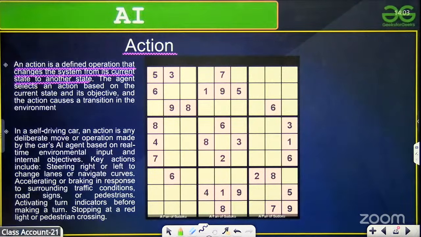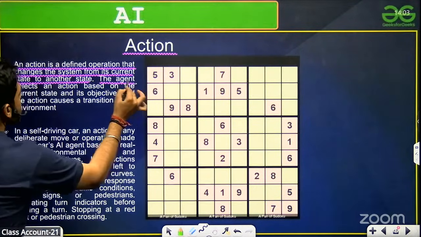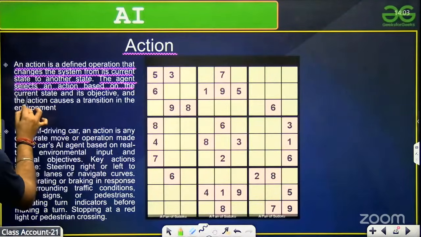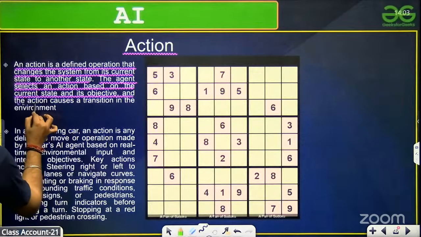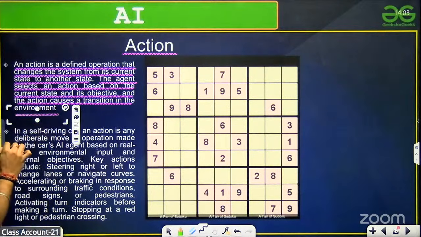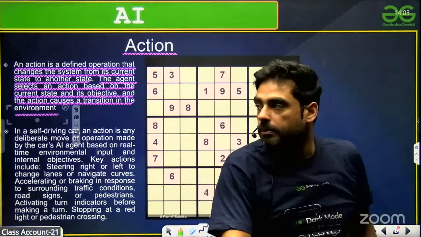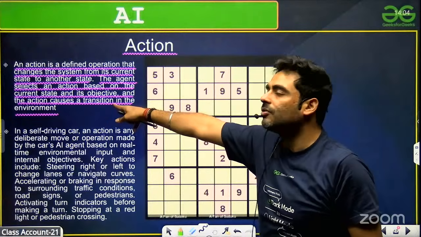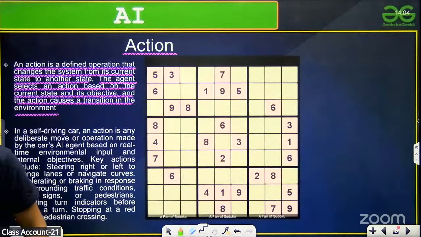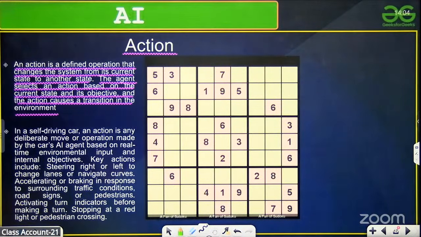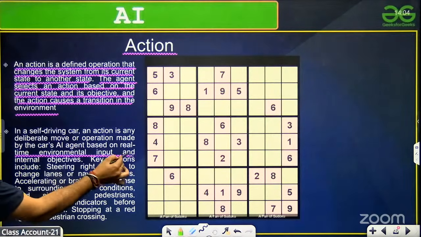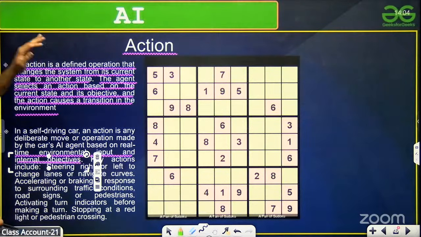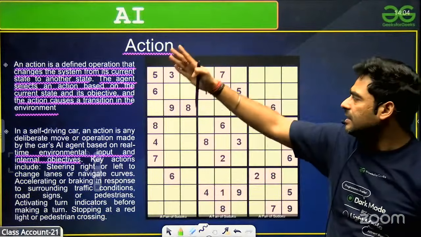The agent selects an action based on the current state and its objective, and the action causes a transition in the environment. So whenever an action is performed, it causes a transition in the environment. In a self-driving car, an action is any deliberate move or operation made by the car's AI agent based on real-time environmental input and internal objectives. So we have multiple examples; these are just the general terms.